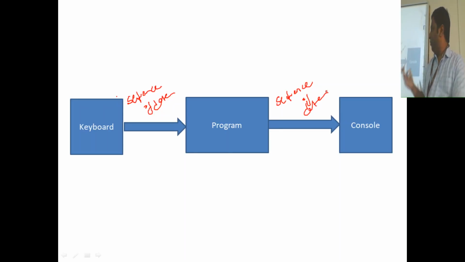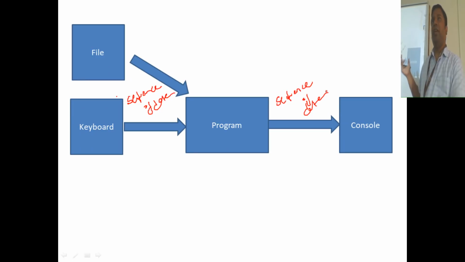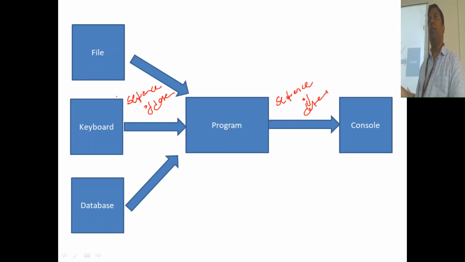It's not only from keyboard and console. You can also read data from a file, from a text file, from a binary file. You can read data. Again, what will you read? You will read a sequence of data. You can also read data from a database. You can read data directly using a network connection. So you can read a sequence of data from any of these input sources.